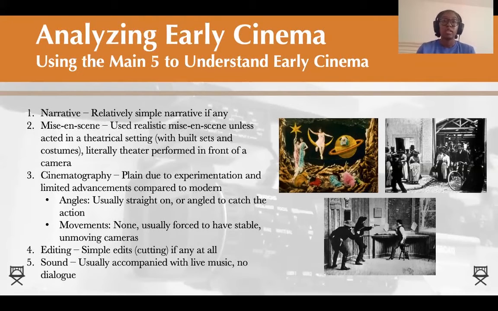Okay, the cinematography is usually pretty plain, due to the limited advancements at the time. So cameras had to stay usually stable. Usually everything was angled to catch the action. There weren't really any real movements because you had to keep the camera stable in order to capture images at the time. Editing, usually simple cuts used, if any. I think Méliès used some dissolves, but that's starting to become a bit later in his filmmaking, where he uses a lot of dissolves in order to hide cuts, and to add some special effects into his filmmaking.